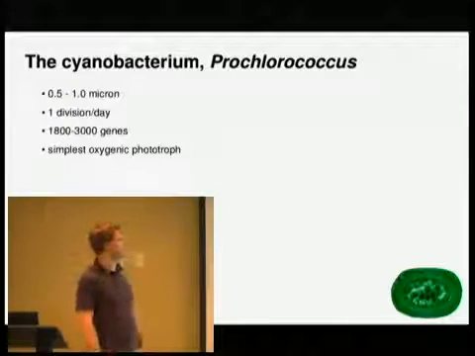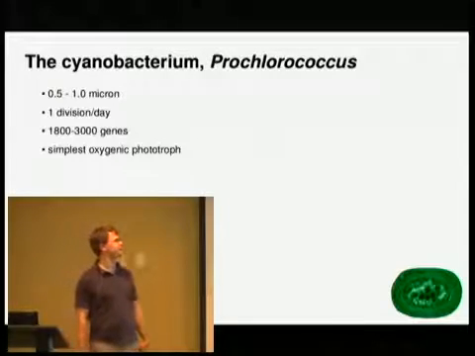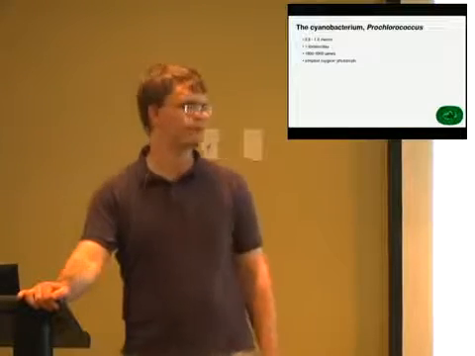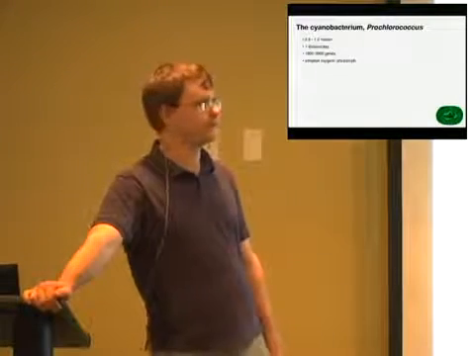So the first half of the talk, what I was doing in grad school: the lab I joined has been studying this cyanobacterium, Prochlorococcus. They are actually the ones who discovered it in the late 80s, and they've focused on it ever since. There are several reasons they found it so interesting. First of all, it's a very simple organism. Most of them are about half a micron across, which is pretty small even by the standards of bacteria.